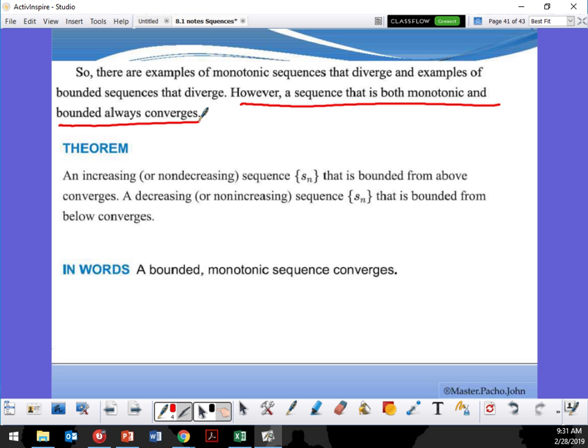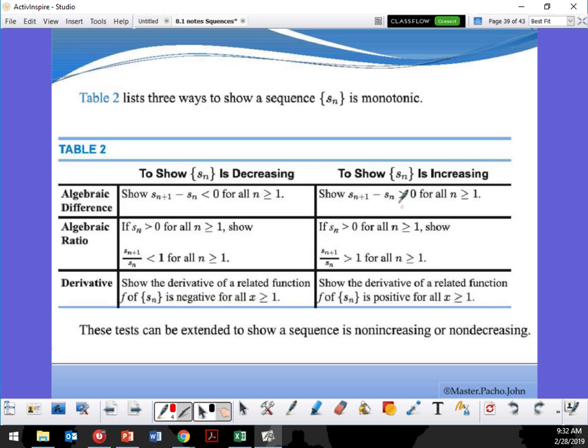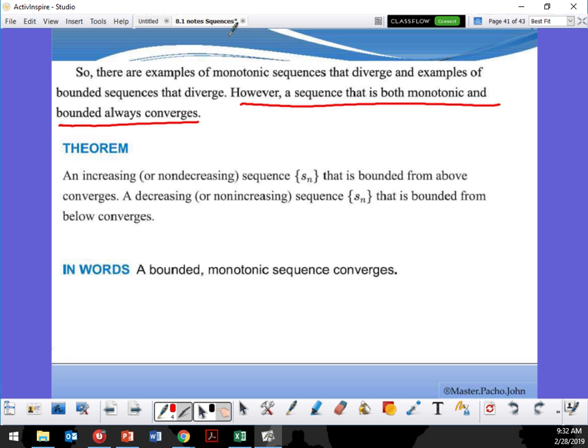Okay, so we got this one right here. In words, a bounded monotonic sequence converges. Basically, use these same tests that we just did to actually prove those same things. All right, I'm going to stop this one.